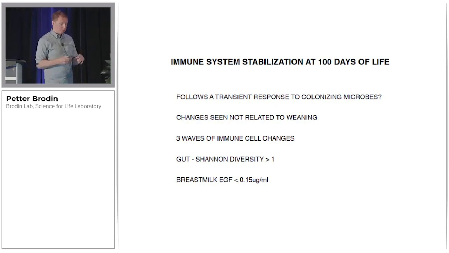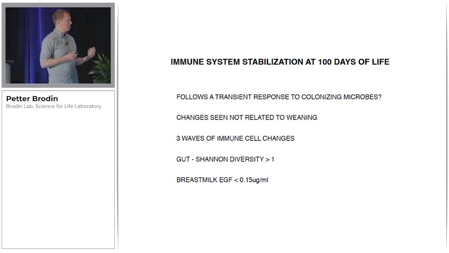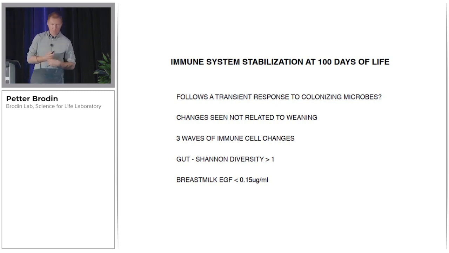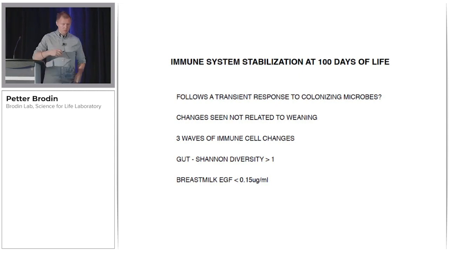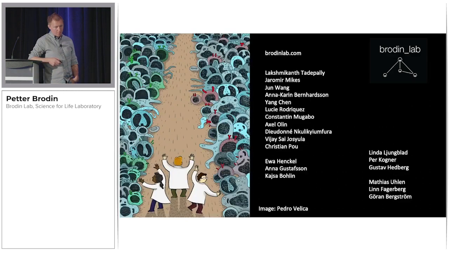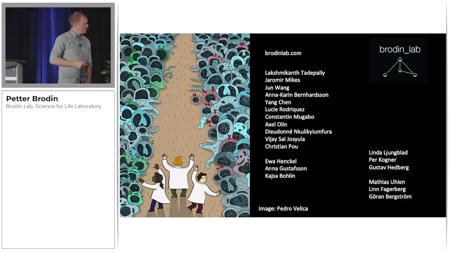We know that there's a requirement for a certain diversity of the microbiome in the gut as measured by fecal samples. And we know that EGF levels in breast milk have to decrease below a certain threshold for this to happen. And we think this is all related to the colonization of the microbes, the tolerization of the immune system, and so on. So with that, I'm going to stop here.